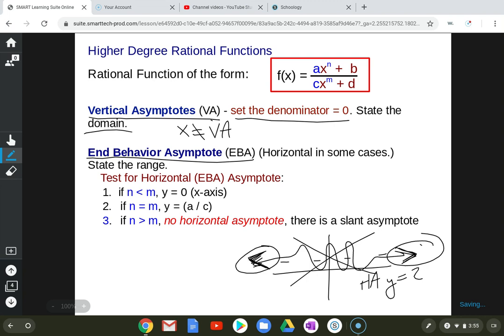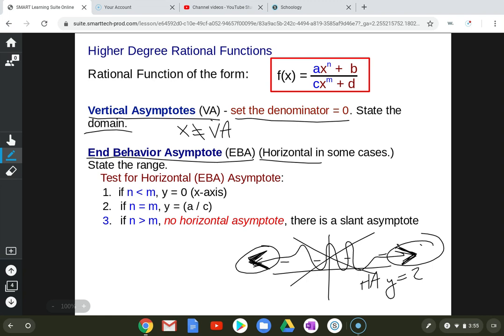For our rational functions, those will always be the same. Later on, we'll get into functions where they're not, but for ours, they'll always be the same. The end behavior asymptotes that we will deal with in this class will always be horizontal. I'm going to show you which case gives a slant asymptote, but we're not going to get into how to calculate them. Okay, so here's your test for a horizontal asymptote.